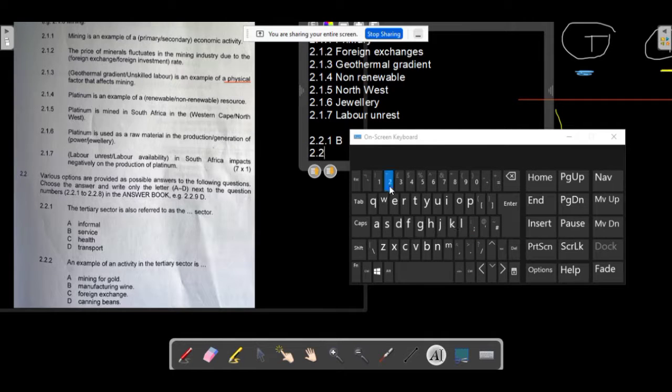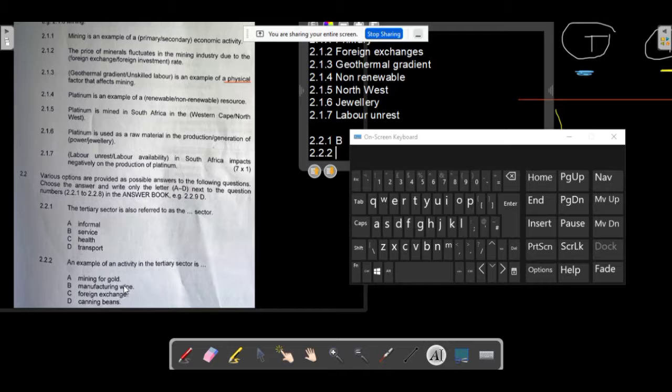Then 2.2.2 cannot be informal sector, cannot be health sector, transport sector. Okay, yes, health provides services, but saying it is a health sector is us narrowing its definition, because not only health is part of it. So it has to be the service. Cannot be the health, cannot be the transport, even though they both provide services.